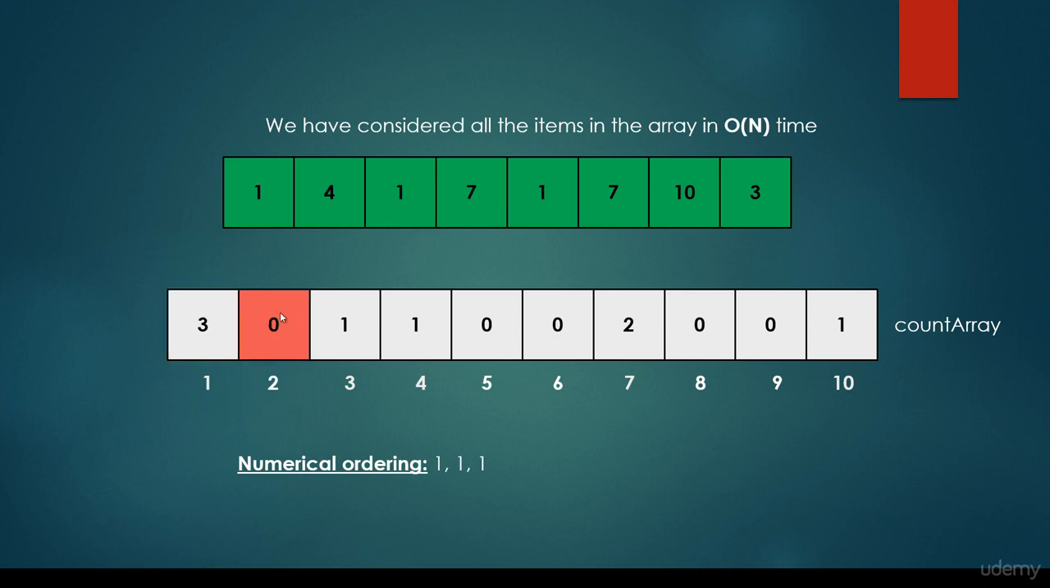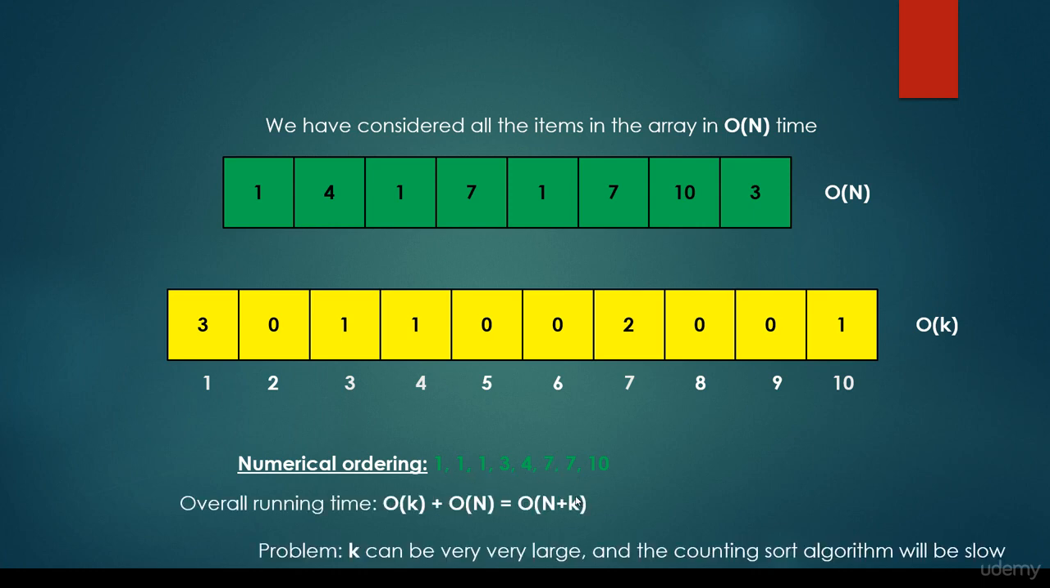We have 0 items of integer 2. We have a single integer 3. We have a single integer 4. We don't have any 5s. We don't have any 6s. We have two 7s. We have 0 8s. We have 0 9s. And we have a single 10 at the end. So as you can see, we have managed to get the sorted order with the help of counting sort: 1, 1, 1, 3, 4, 7, 7, and 10.